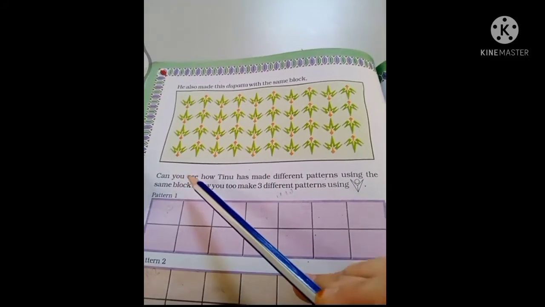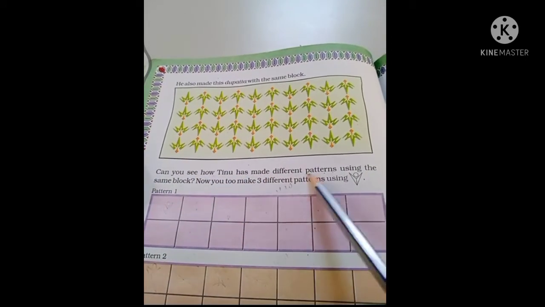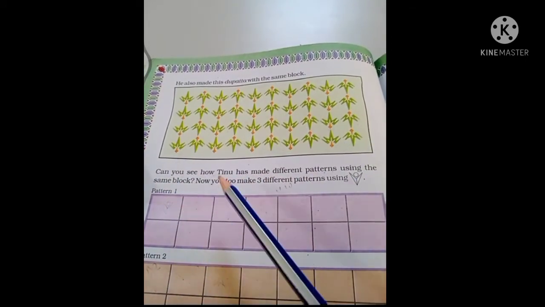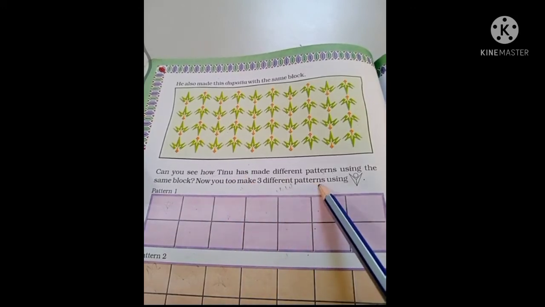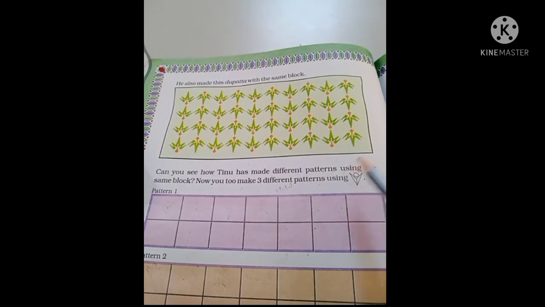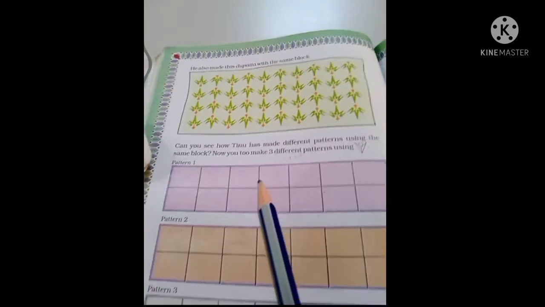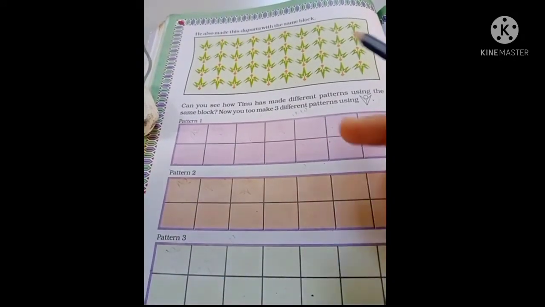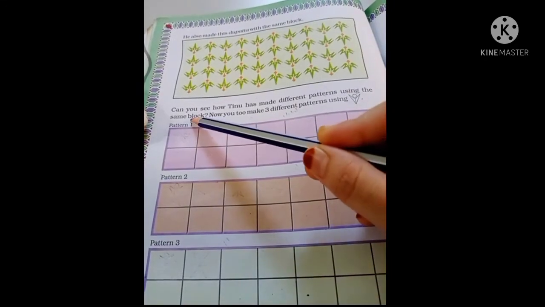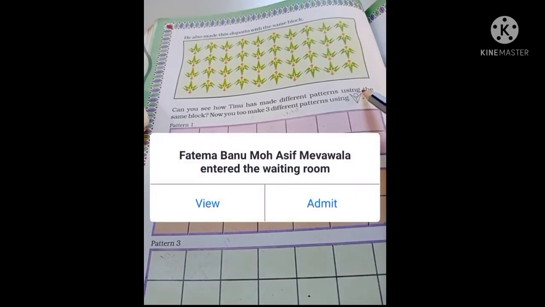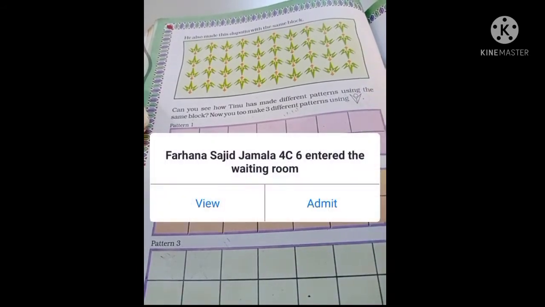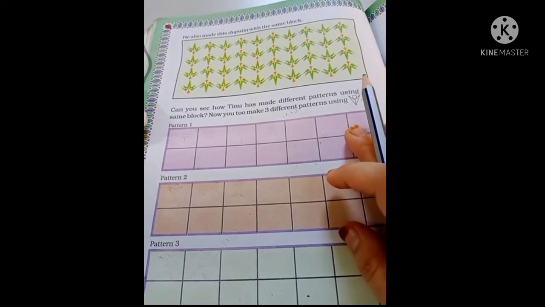Now students, can you see how Tinu has made different patterns using the same block? Now you too, yani aapko bhi, make three different patterns using this one. Can you see, students? Now you also have to make three different patterns in the picture on page number 108 in your textbook. See, here it is given pattern 1, pattern 2 and pattern 3. So we have to use this same block. हमें यही block use करके different patterns बनानी है, right students? Three patterns we have to make.